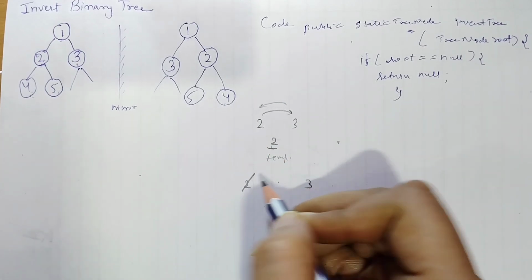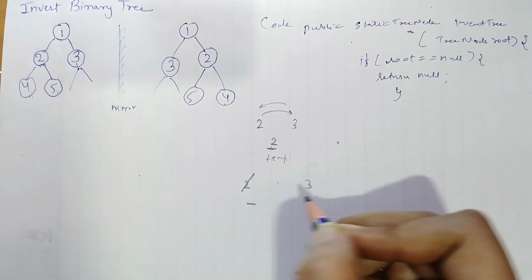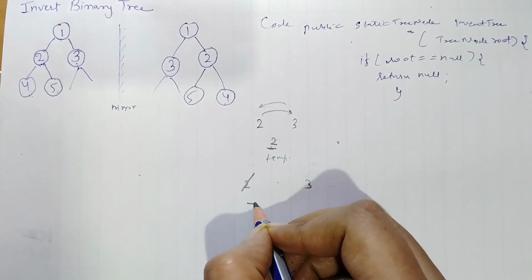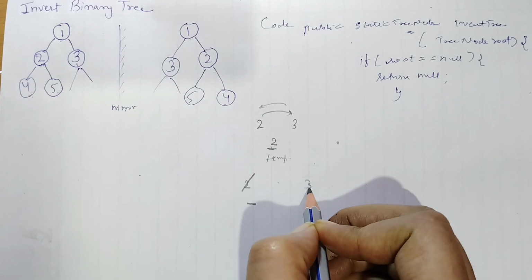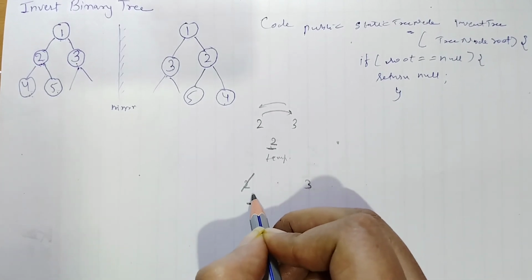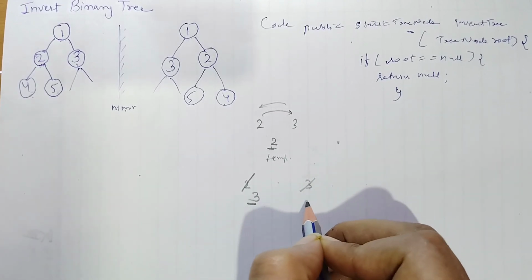Now 2 is here. So this place is now empty. 2 is removed from here. So now this place is empty. So now this 3 will come here, which is the empty place. So now this is empty.